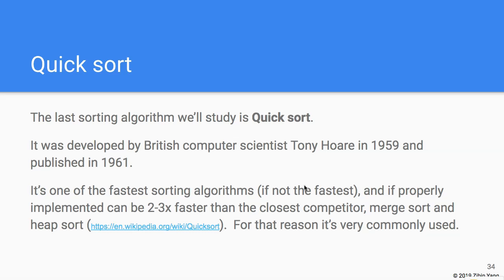Now, assuming that it is properly implemented, it's actually 2 to 3 times faster than some of the very fast sorting algorithms that we already studied, such as merge sort and heap sort. That's based on what Wikipedia says. So because of that, it is probably the most commonly used sorting algorithm today. And I believe Python's sorted function is actually implemented using a variant of quicksort.